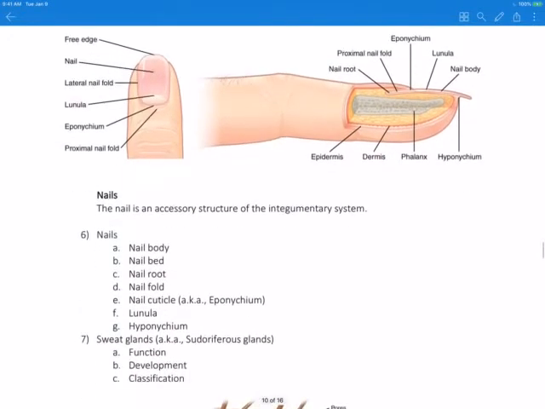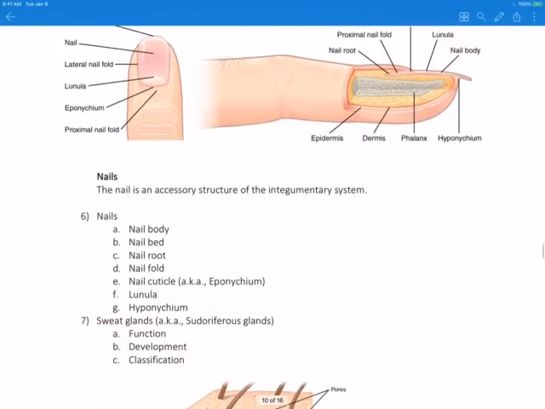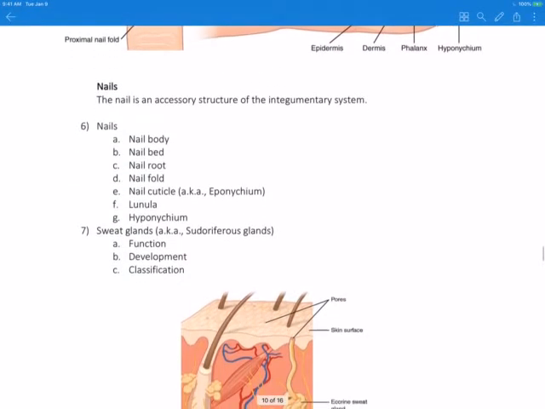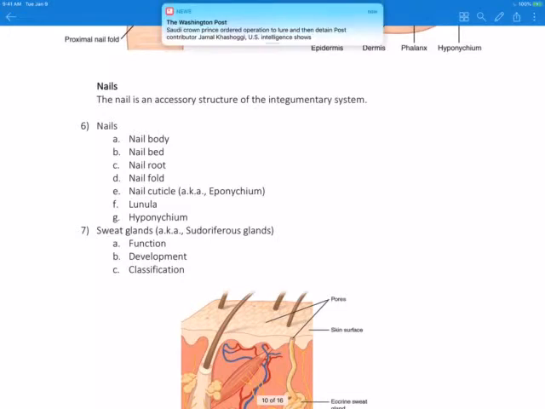Okay, so I didn't go into too much detail, and I won't go into too much detail on your exam when it comes to the hair. I'm mainly interested in knowing if you know the basic functions and the basic structure, and the fact that, you know, it's an accessory feature of the integumentary system.